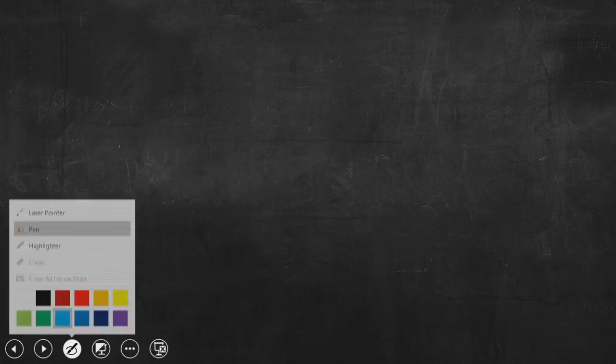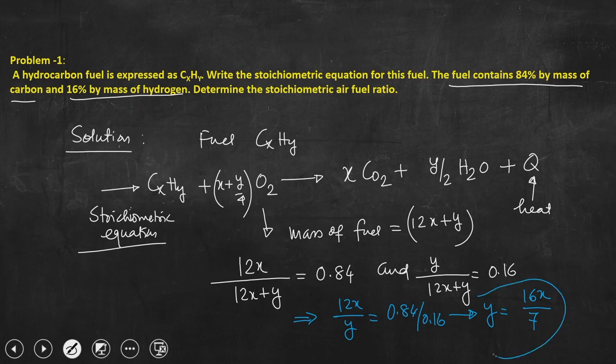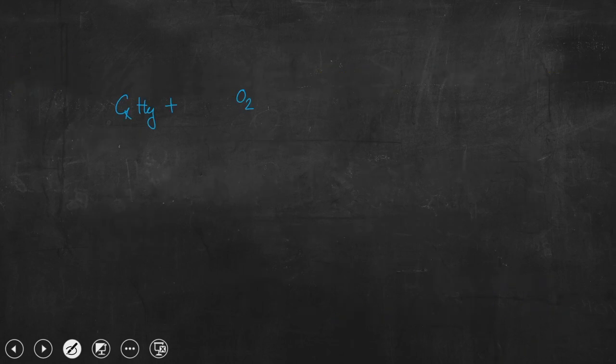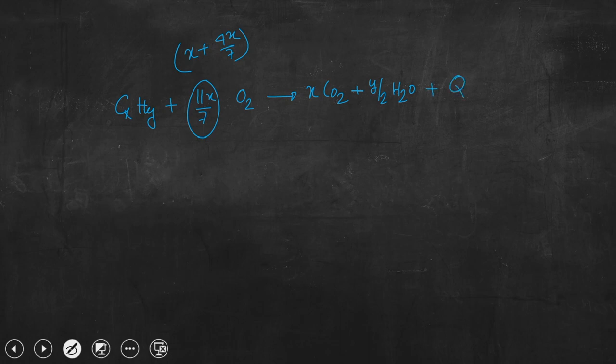We can write the equation, that is CxHy plus x plus y upon 4 O2. So this is x plus y upon 4, and we had written y equal to 16x by 7. So if we write the value of y in this equation, then this would be 11x by 7, right? That is x plus y upon 4. So that is x plus 4x by 7, that is equal to xCO2 plus y upon 2 H2O plus definitely some amount of heat that we are going to get.